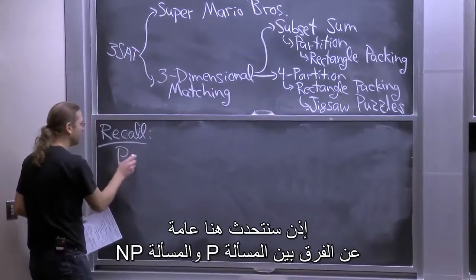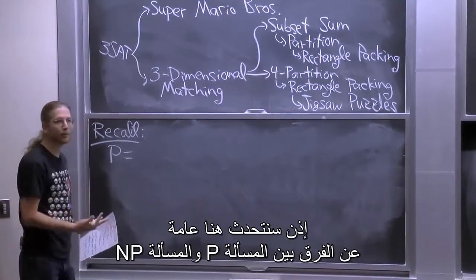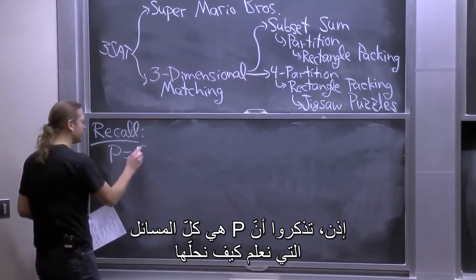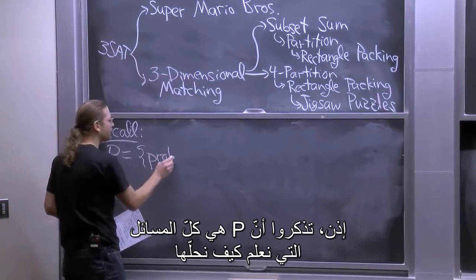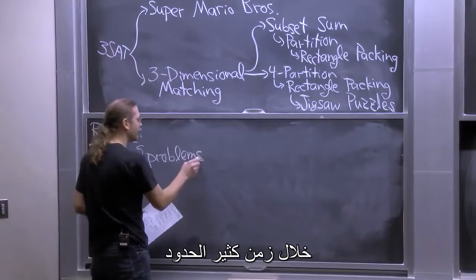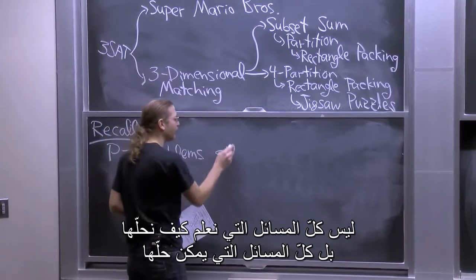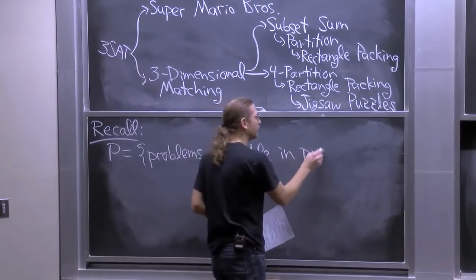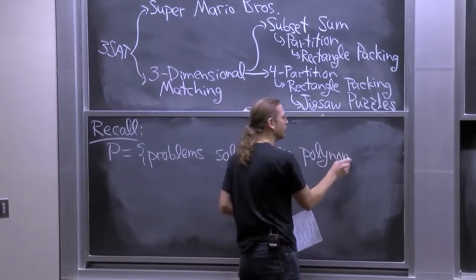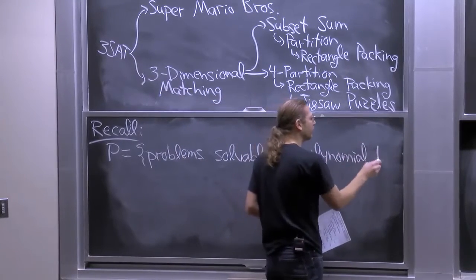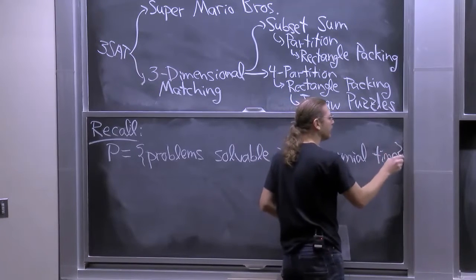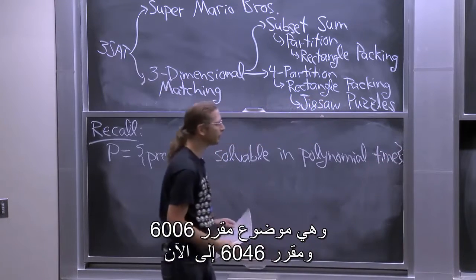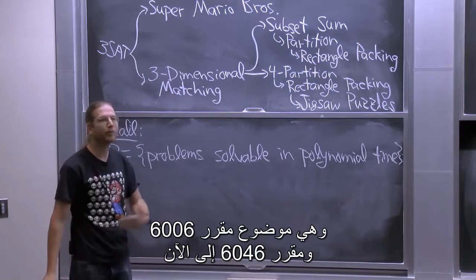So this is generally around the P versus NP problem. So remember, P is all the problems we know how to solve in polynomial time. Well, not just the ones we know how to solve, but all the ones that can be solved. Which is pretty much the topic of 6006 and 6046 up till now.